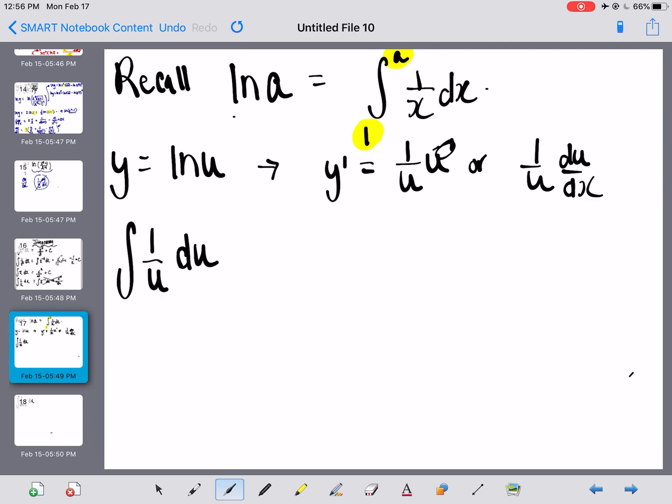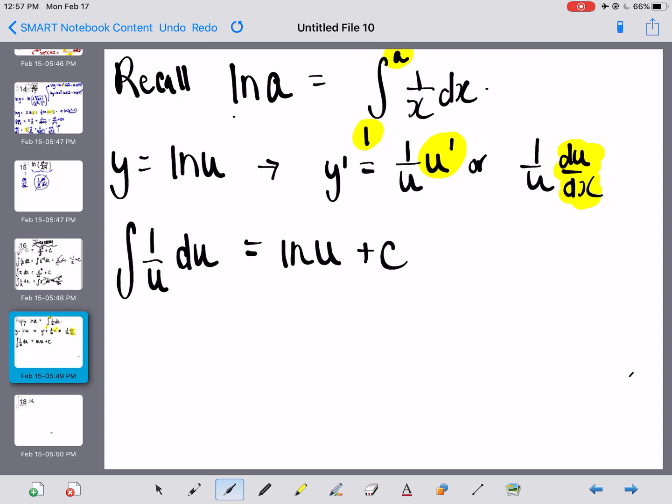If you are more comfortable with this, that's fine. If you're more comfortable with du dx, that is also okay. Just know what they both mean, and when you see them, make sure you can identify what it is. So the integral of 1 over u du would give us the natural log of u plus c.